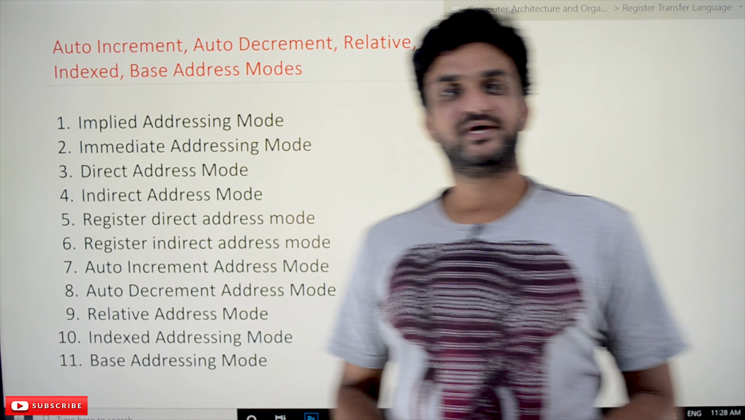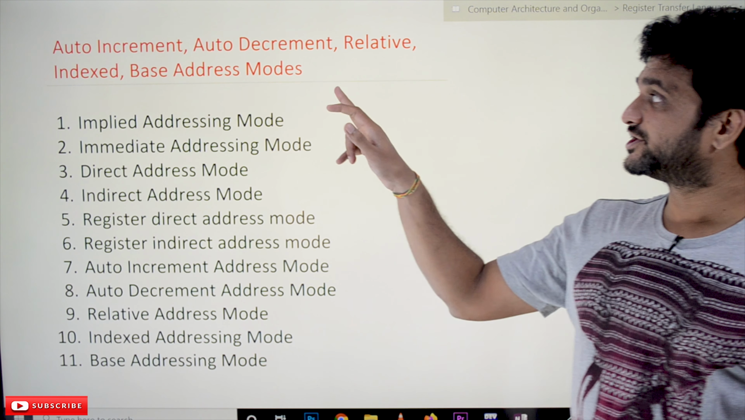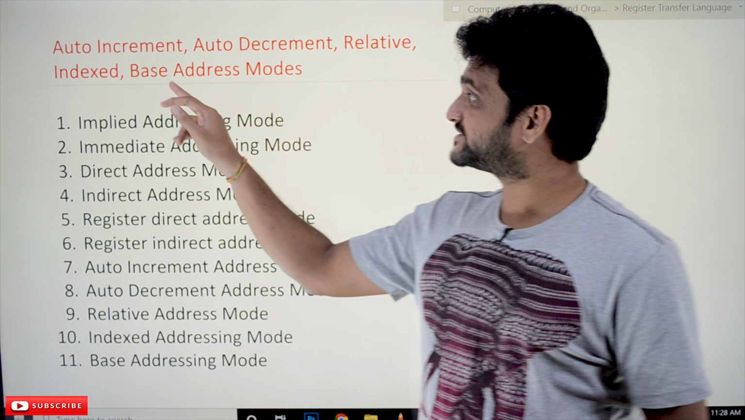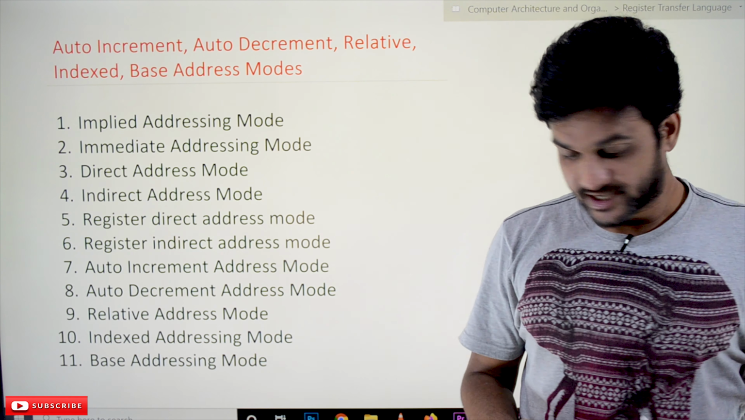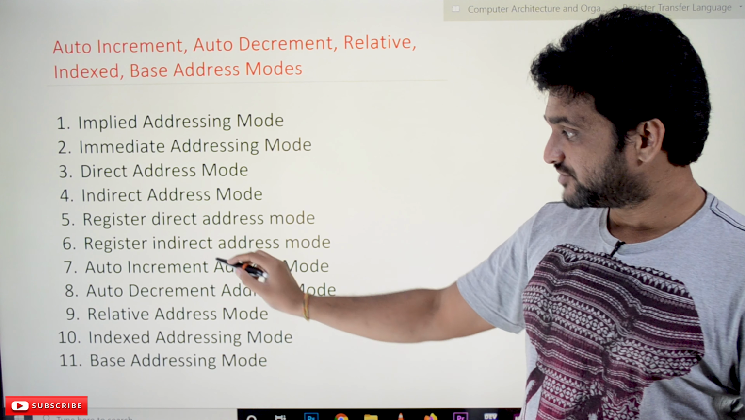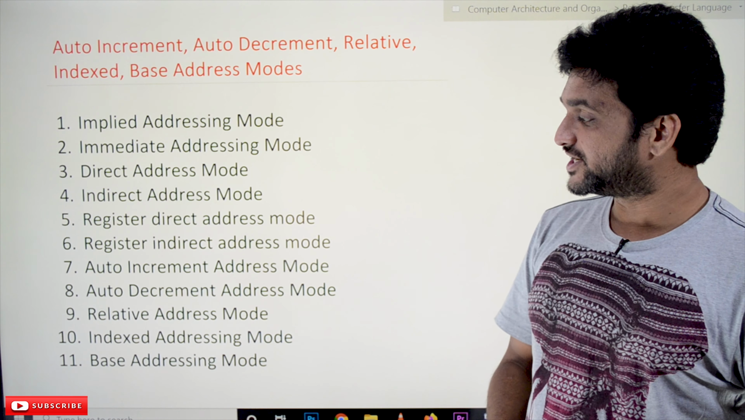I am Vikram. In this class, we will try to understand auto increment, auto decrement, relative indexed and base address modes. In our previous class, we have covered our first 6 addressing modes. Now we will try to understand the remaining part of the addressing modes.